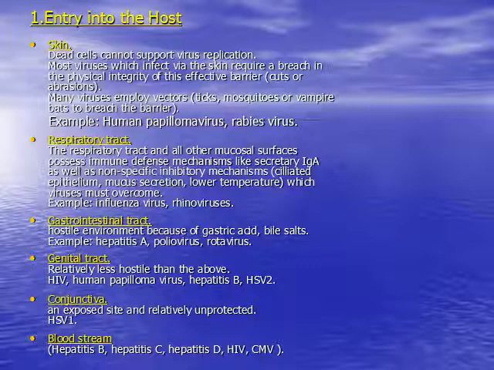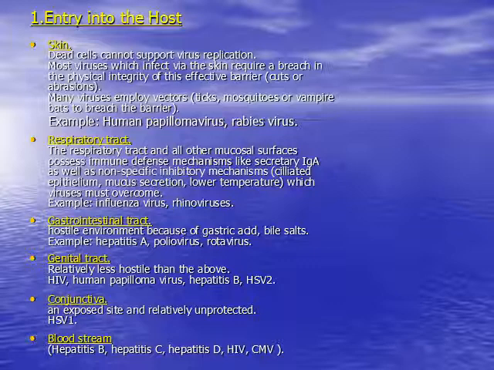Other viruses can enter through the gastrointestinal tract. The gastrointestinal tract is a hostile environment for viruses because of the gastric acid and bile salts. So again, the viruses should have the ability to overcome these conditions in order to enter through the gastrointestinal tract. Examples of viruses that enter through the gastrointestinal tract are hepatitis A virus, poliovirus, and rotavirus. Other viruses can enter through the genital tract.